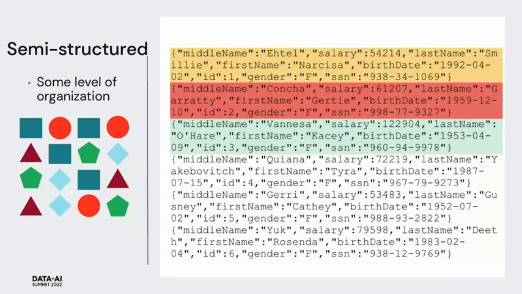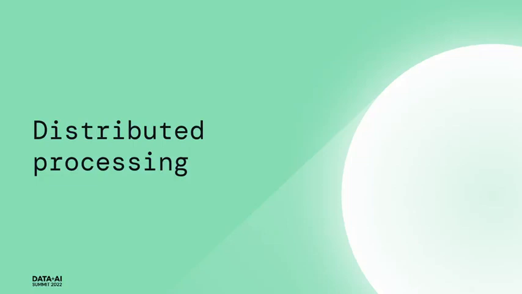All right, now we've covered the three types of data: structured, unstructured, and semi-structured. Of course, due to the characteristics we just talked about, we can't use traditional methods of computing to handle this data. Let's take a quick look at how we can process all this data. So we have all these types of data. How do we process this data? Let's take a look at distributed processing next.